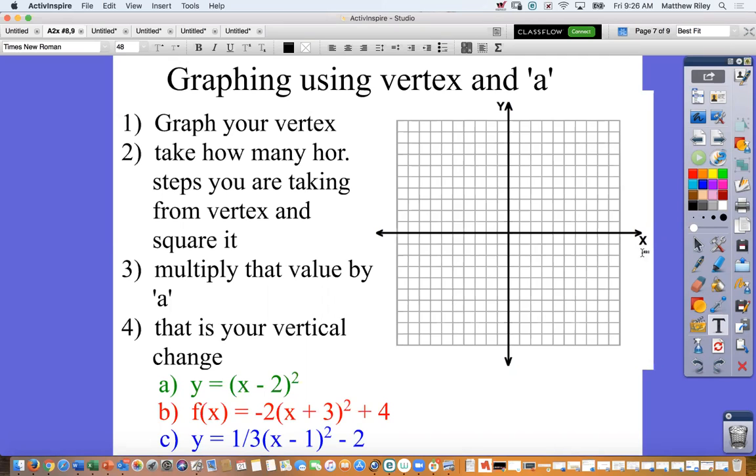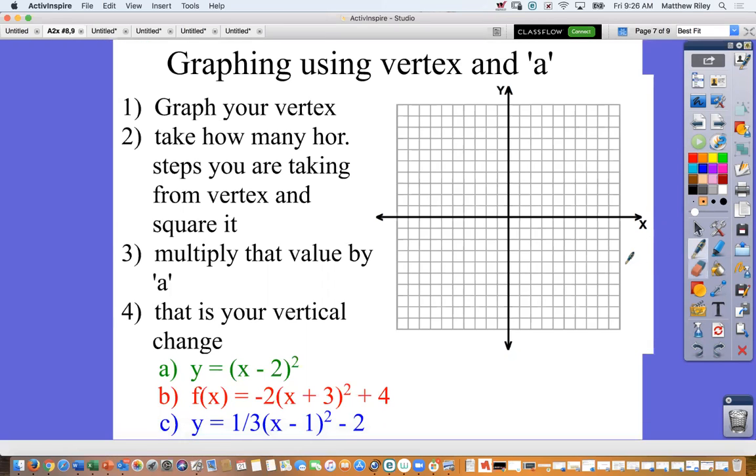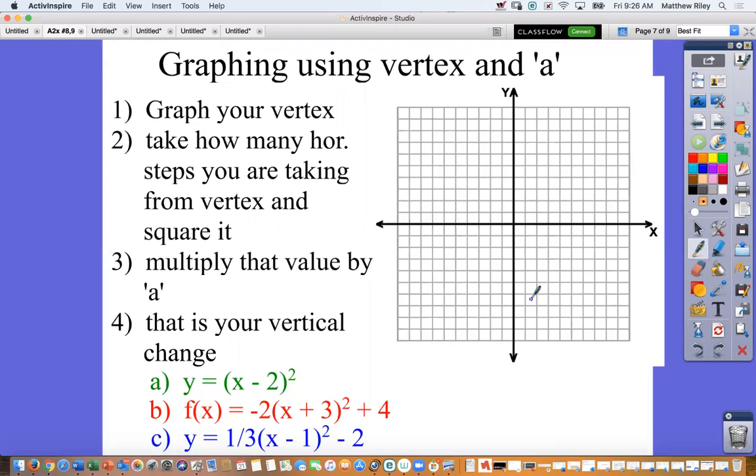I just gave us 3 to practice. We can do more if you want to see more. So down here in green, I'll change it to green. What is my vertex for this one? Can somebody unmute and tell me what's my vertex for A? Two, 0. Perfect. So my vertex is at the point (2, 0).